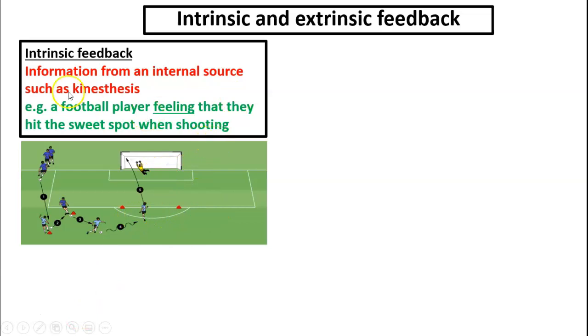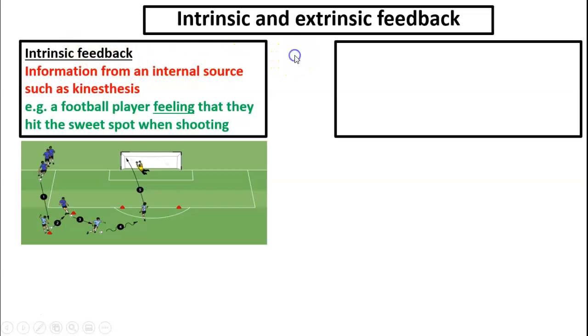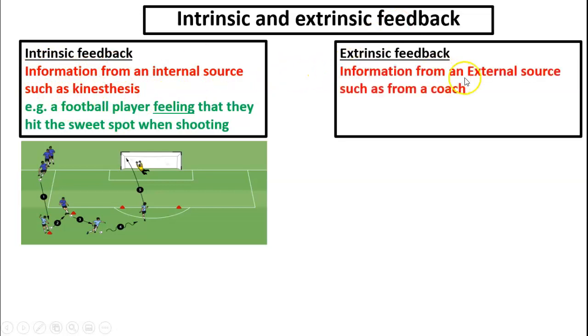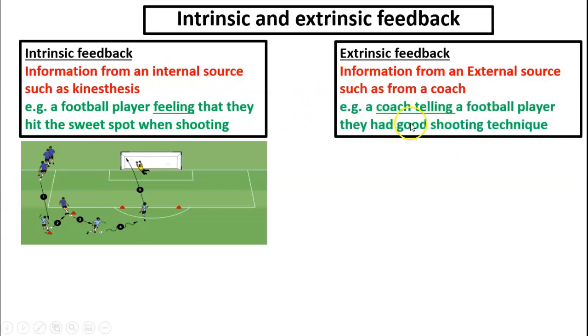Okay, on the flip side, the opposite type of feedback, because the feedbacks work in pairs, is extrinsic feedback. So extrinsic feedback is not information from an internal source. This is the opposite. So it's going to be information from an external source, such as from a coach. Okay, so for example, a football coach may be an example of that if we're going to use this example. So a coach telling a football player they have good shooting technique. That could be an example of extrinsic feedback.